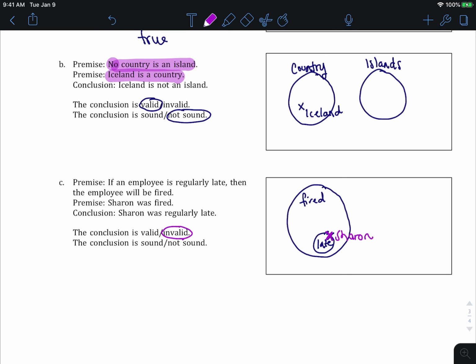And if it's invalid, it cannot be sound. Okay, see you next time.